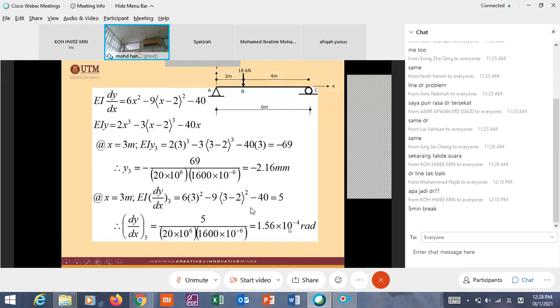Nearly 0. You can convert radian into degree. How to convert radian into degree? You must be able to do that. This is equal to 0.000156 radian. In degree, maybe less than 1 degree. Very small. Okay, so that's the Macaulay method. Any question or any problem here?